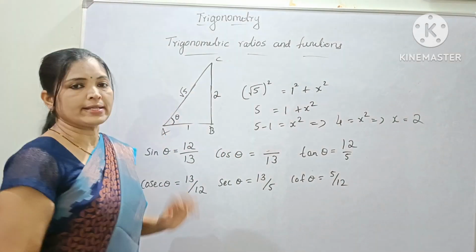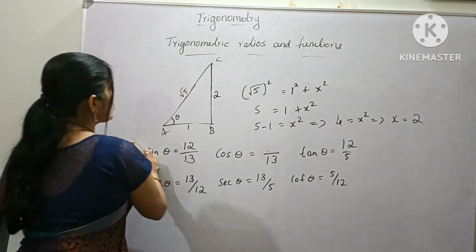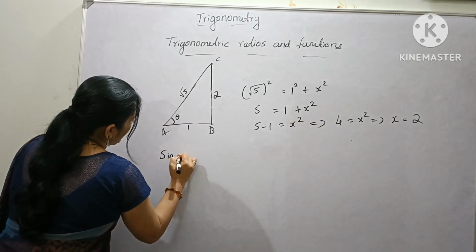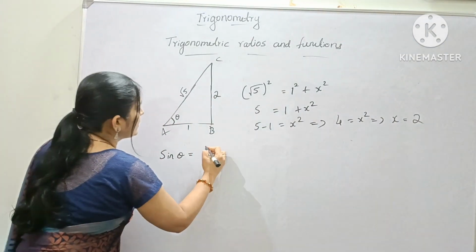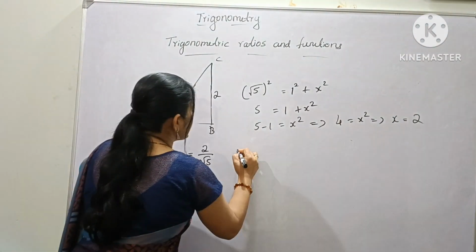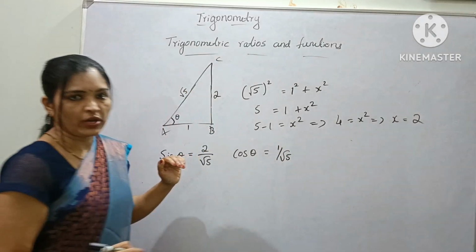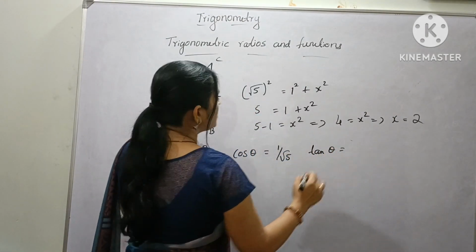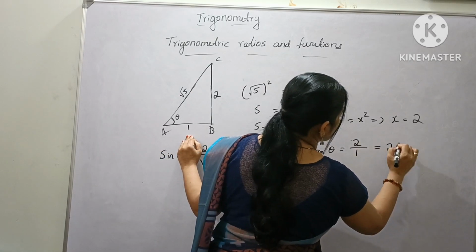Now we have all three sides, right? Lengths of all three sides. Now we are able to find the values of 6 trigonometric functions. First one is sin theta, that is nothing but opposite by hypotenuse, that is 2 divided by root 5. Next cos theta, adjacent by hypotenuse, that is 1 divided by root 5. Next is tan theta, that is equal to opposite divided by adjacent, that is 2 divided by 1, that is equal to 2.